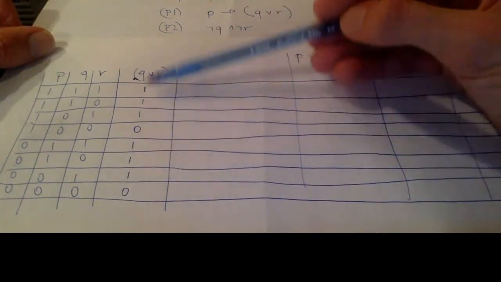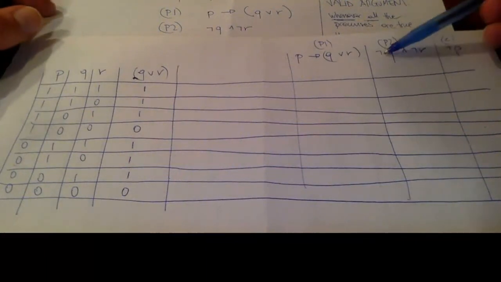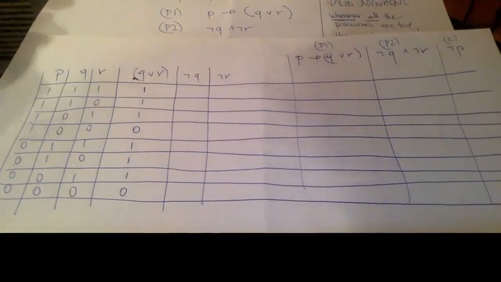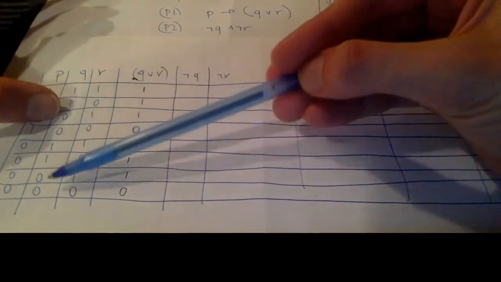This is just by the truth table of the disjunction. Now let's consider not Q and not R. Now not Q is relatively easy. We just need to flip the truth value of Q.